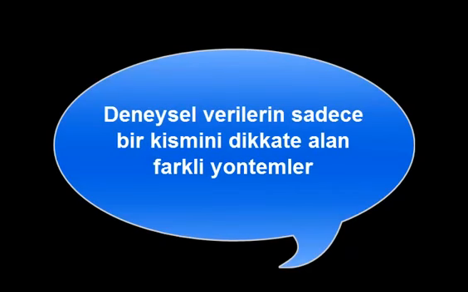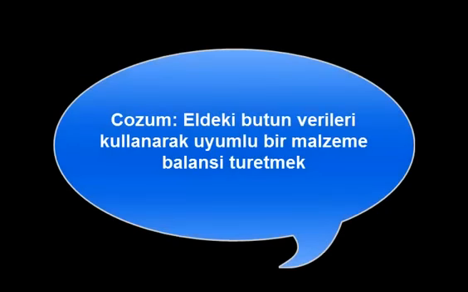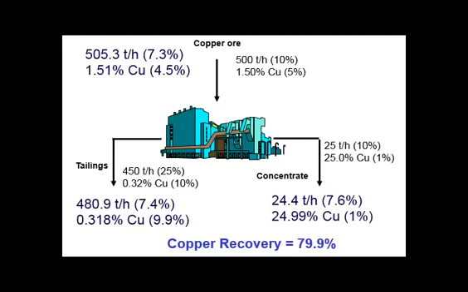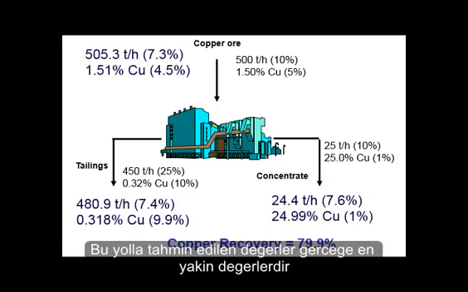However, these different methods take into account only a part of available experimental data. The solution is to resort to data reconciliation, which enables to obtain coherent material balance data using all the available experimental data. A set of coherent data is calculated. The estimated values are not the real ones, but the most probable ones.